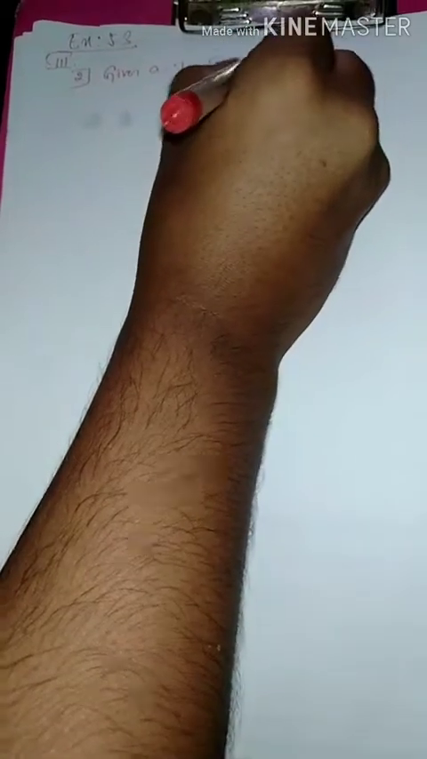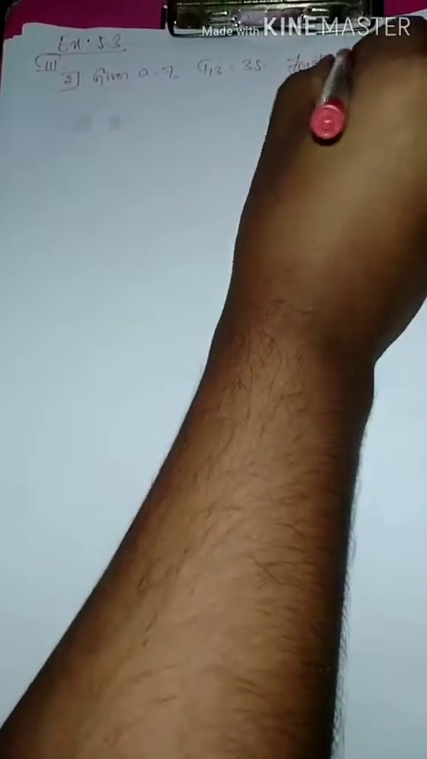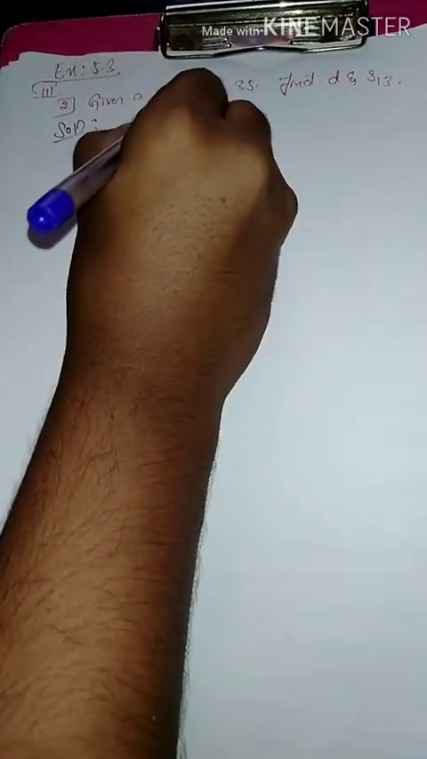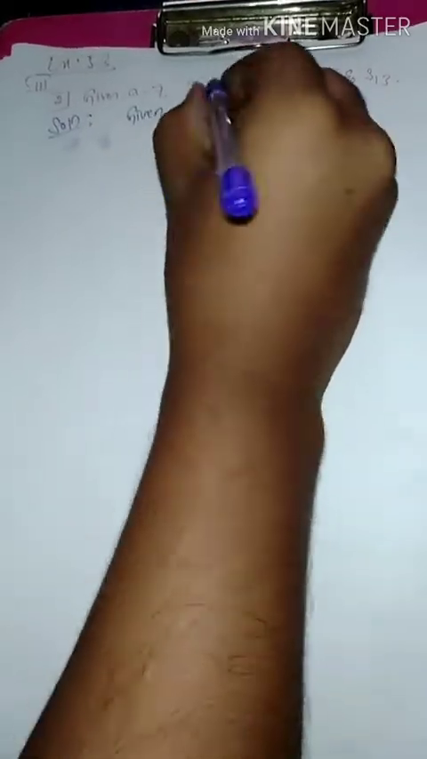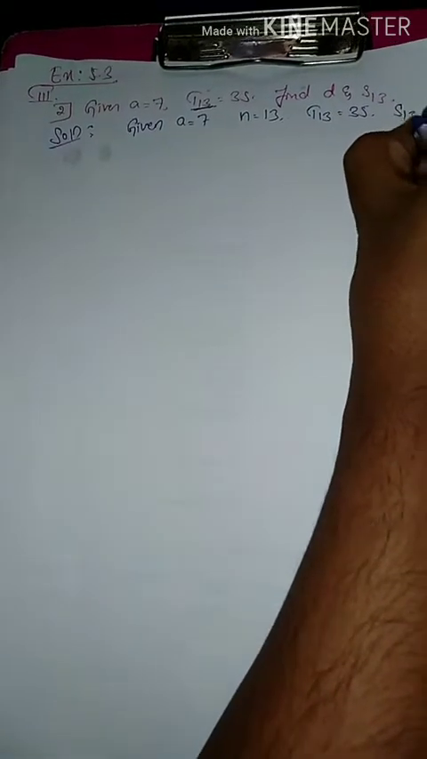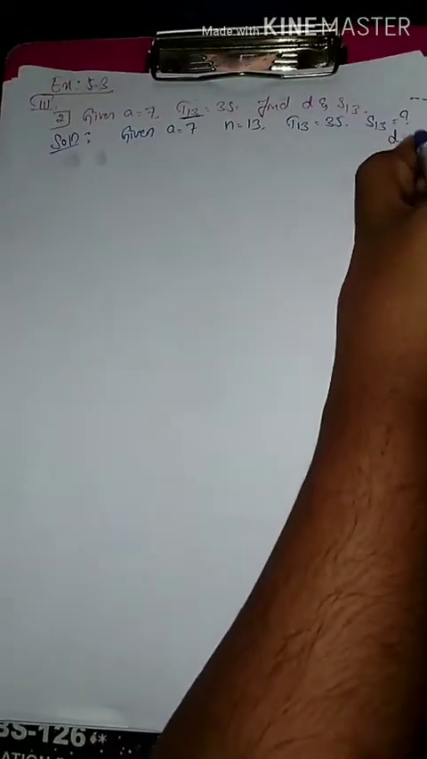And next, exercise number 5.3, second example. Given A is equal to 7, T13 is equal to 35. Find D and S13. Solution: given that A is equal to 7 and N is equal to 13 and T13 is equal to 35. S13 we don't know. We need to calculate S13 and the common difference here.